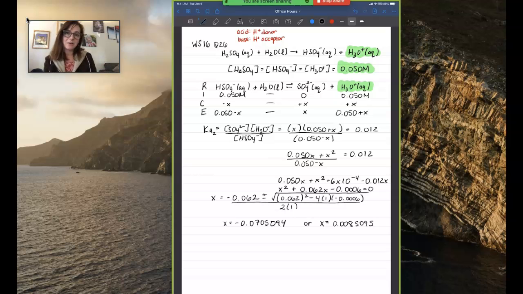Well, at equilibrium or any time, we can never have a negative concentration. So if x was negative 0.07 and we look at our table, that would imply that the sulfate concentration at equilibrium is negative. That's not going to happen, right? So the only solution that makes sense here is x is equal to 0.0085095. Now coming back to what we want to find, the pH.